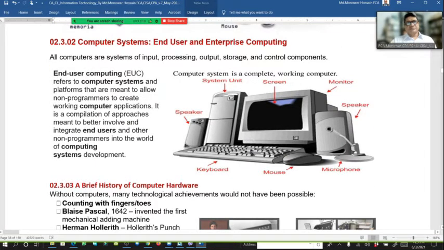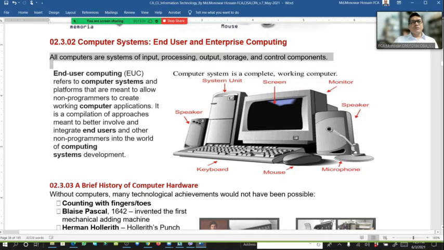Computer system, and we can say end user and enterprise computing. All computers are systems of input, processing, output, storage, and control components.